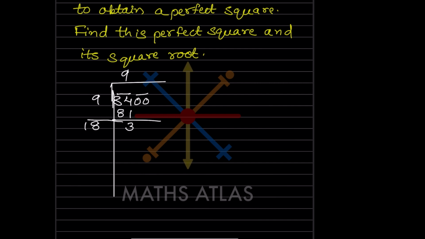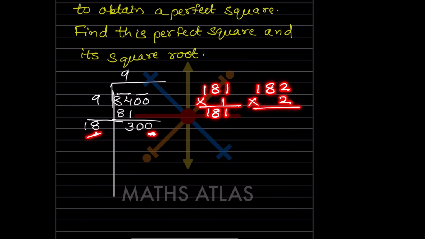Now this 18 is bigger than this 3. So now you will take these 2 numbers down. The pairs should be taken down and not the single number. Now the unit digit here is 0, and here we have 18. So either we have to take 181, or if we take 182, this also should be multiplied by 2. So this is going to be 364.